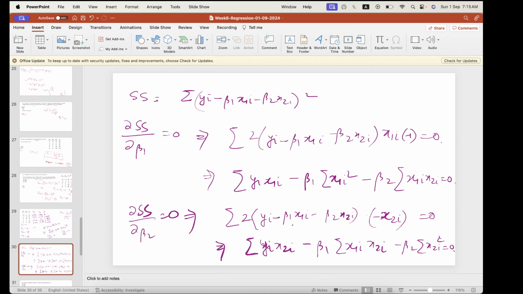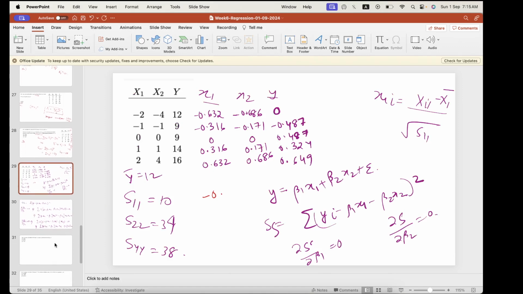Okay, now we'll just compute these and fill in, and then we'll have two equations. We can solve beta 1 and beta 2 from there. So let me come here.